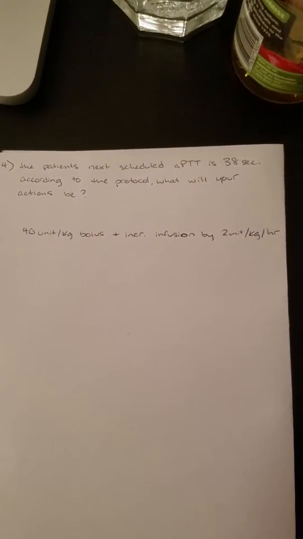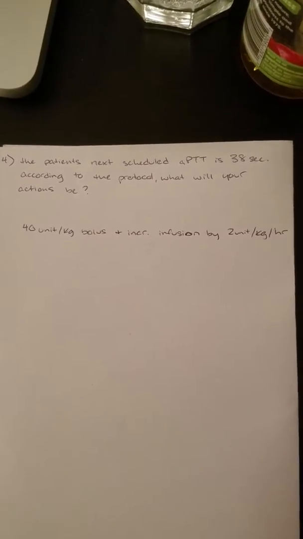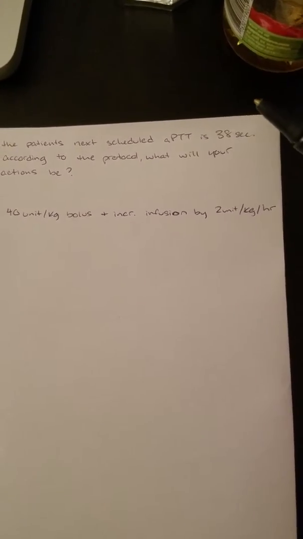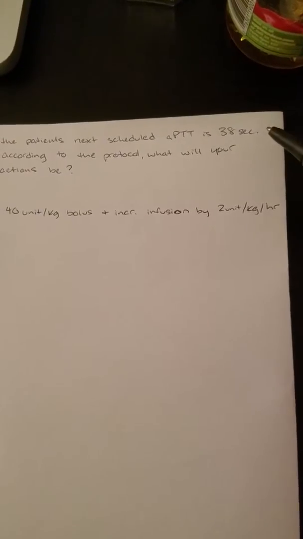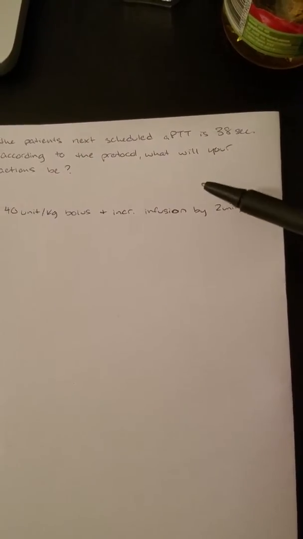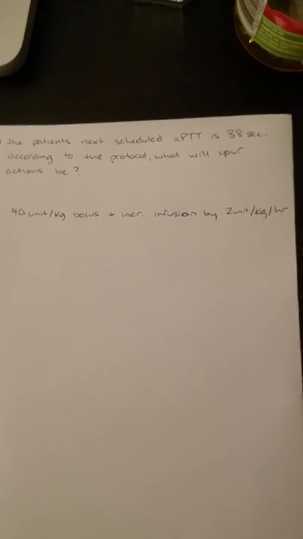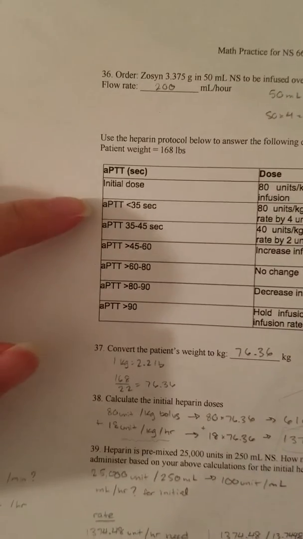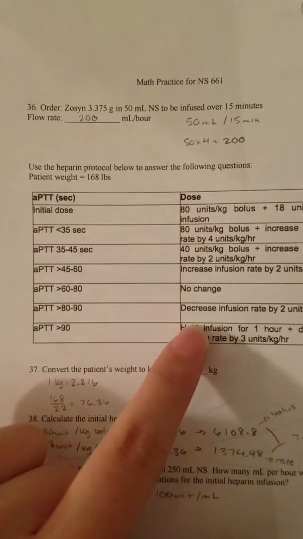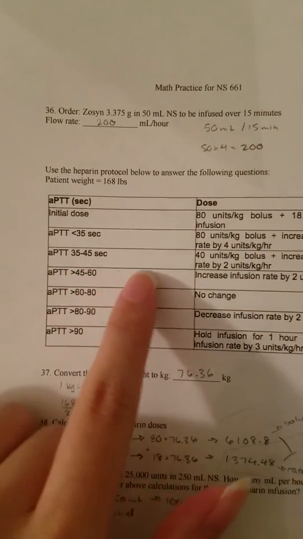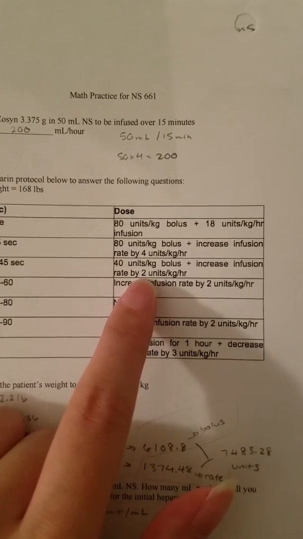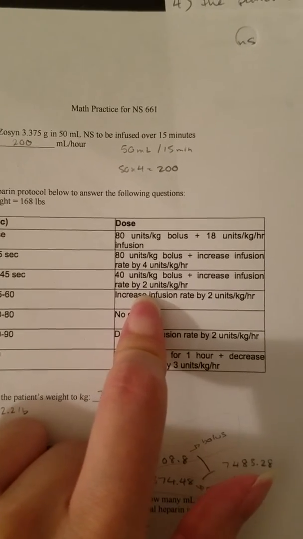So the last part really puts your knowledge to the test. It says the patient's next scheduled APTT is 38 seconds. According to the protocol, what will your actions be? Now remember the table, it gave you a list. Based on whatever lab results you got, this is how you adjust. So if it's 38 seconds, you need a 40 unit bolus plus an increase in infusion rate by 2 units per kilogram per hour. So I just wrote that on the side here.